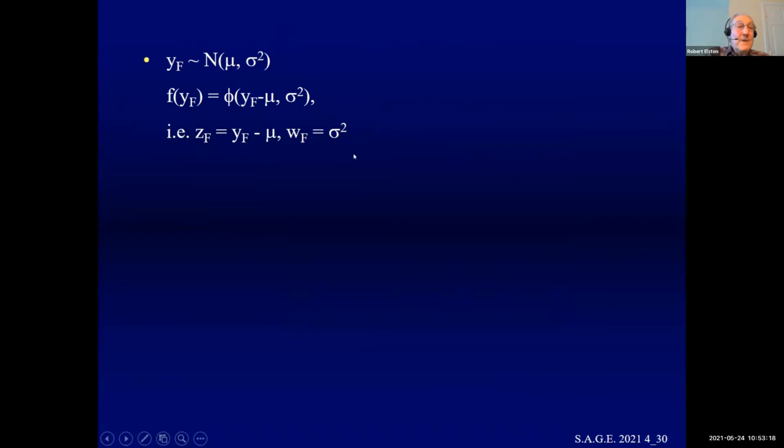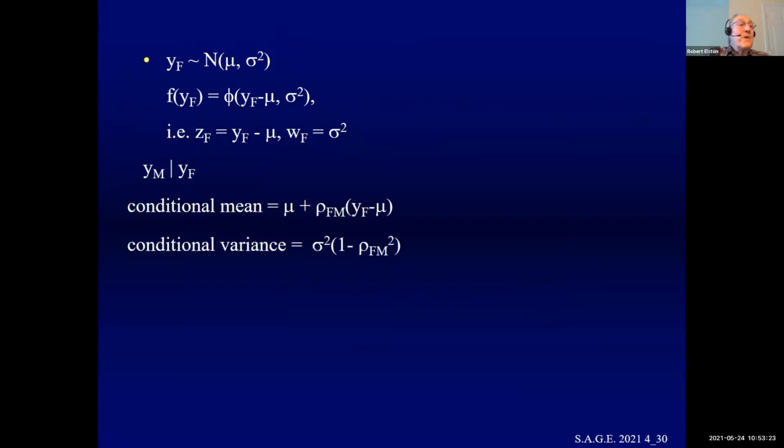That's for the father. Now let's look at the mother given the father. The conditional mean is as before, plus beta, which in this case is the correlation coefficient between father and mother, times the mean-corrected father's value. The conditional variance is as before, multiplied by 1 minus the correlation squared for mother and father.